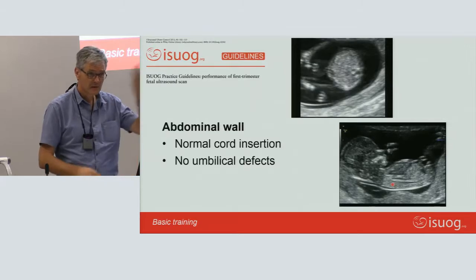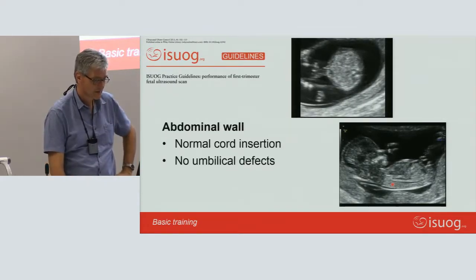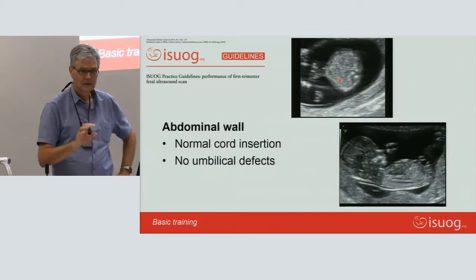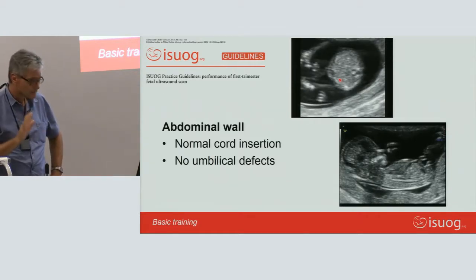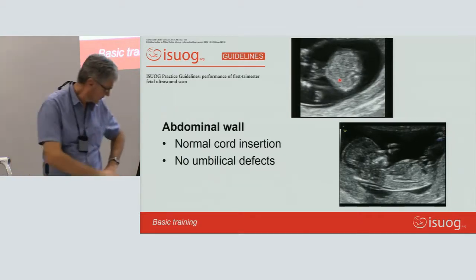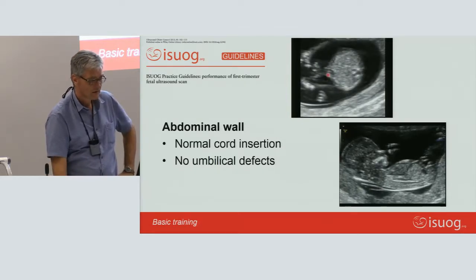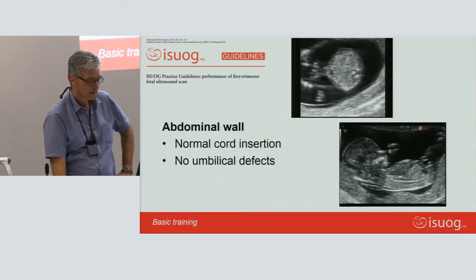And please just stop me and wave if there's any question about any of this. The abdominal wall is important enough that they've really shown you a sagittal and an axial view, and not without reason, because it's really good to evaluate a cord insertion not only sagittally but also axially.